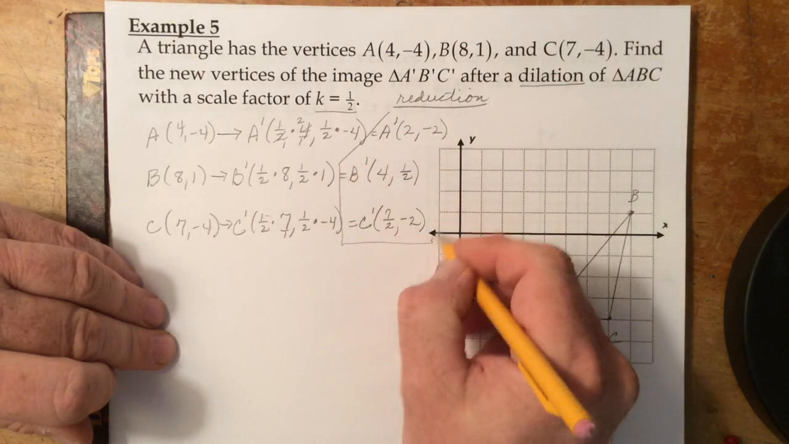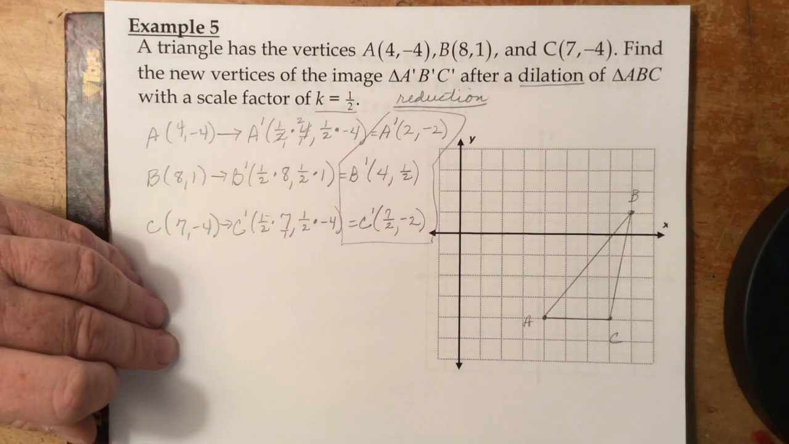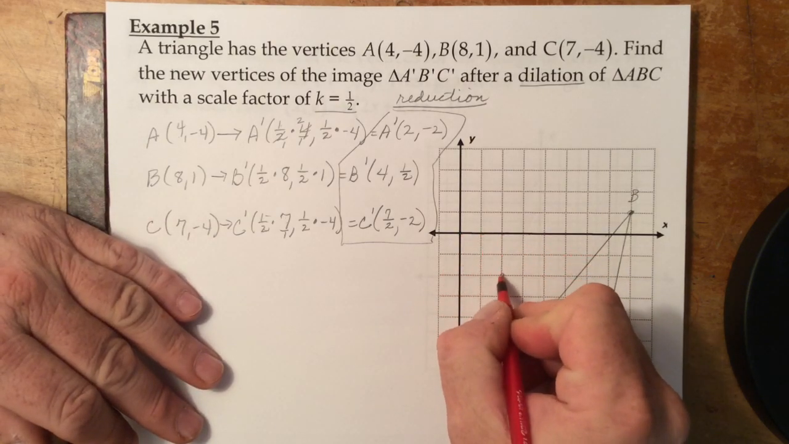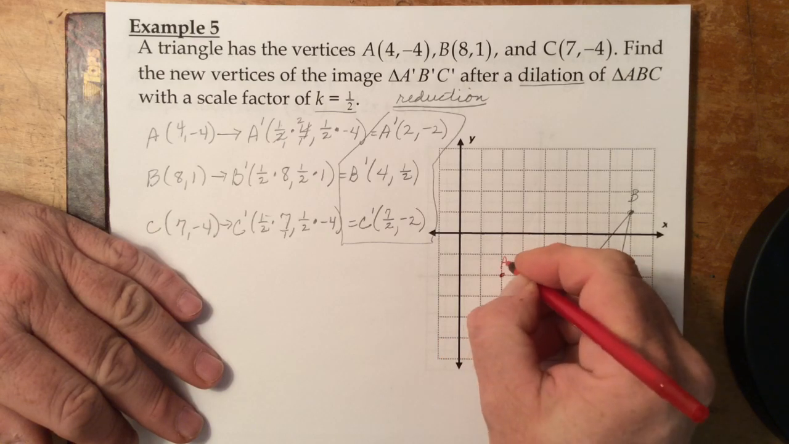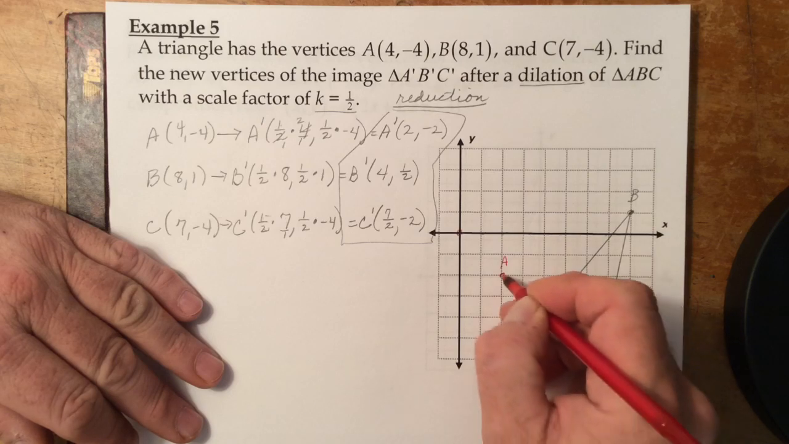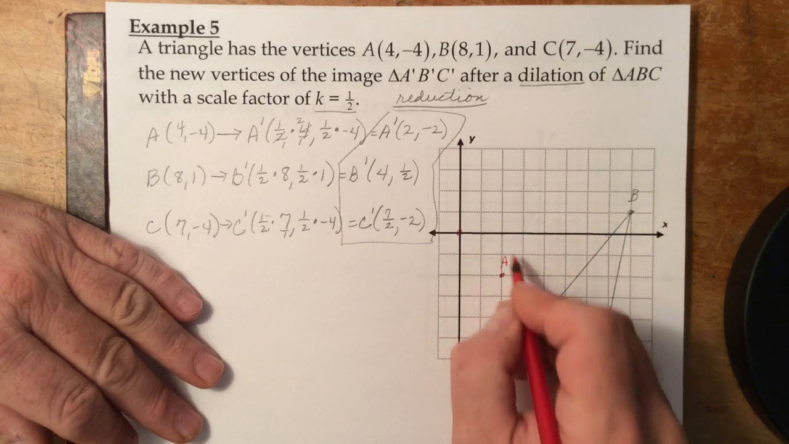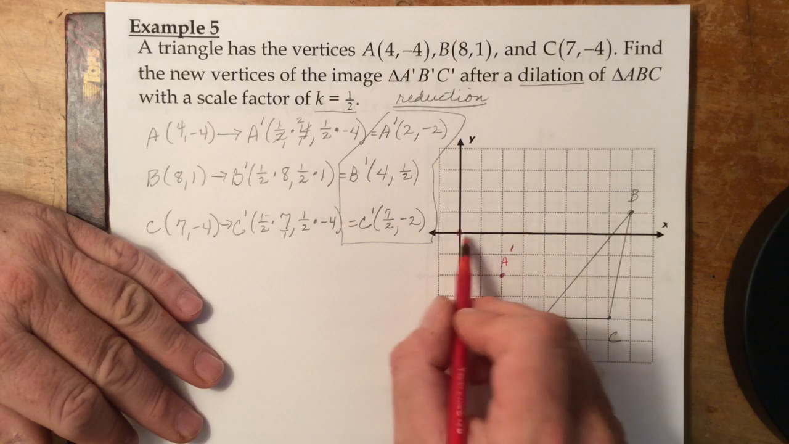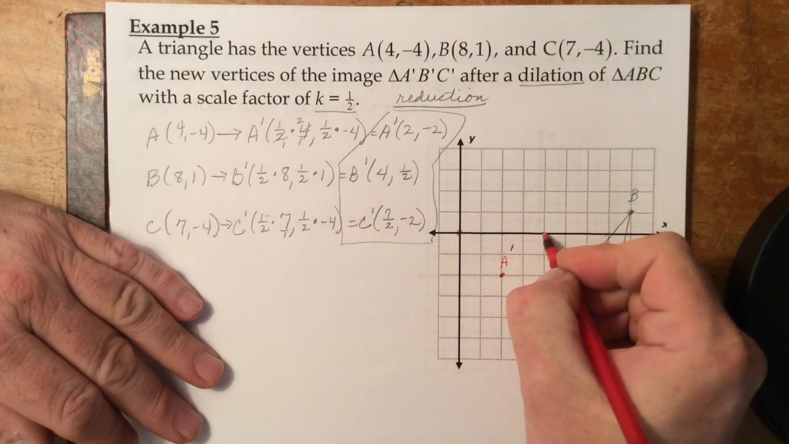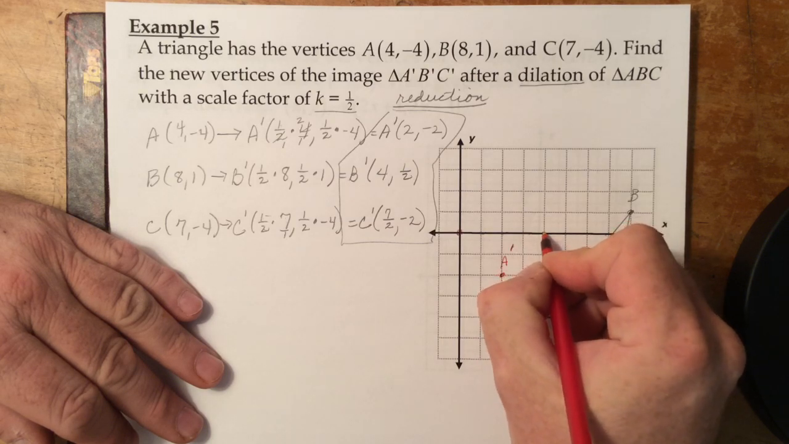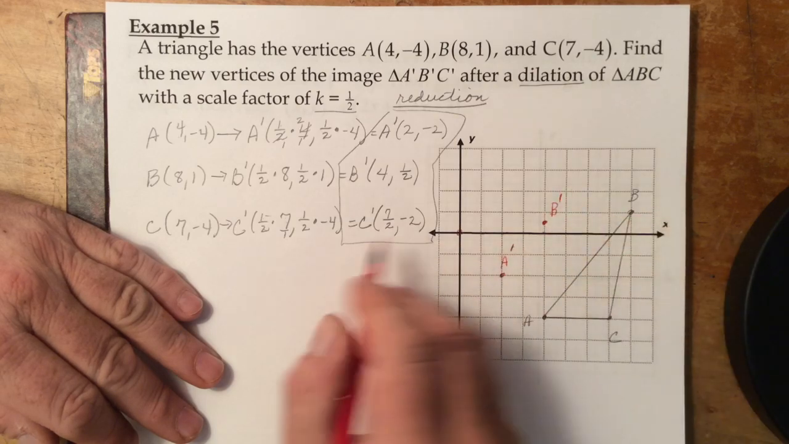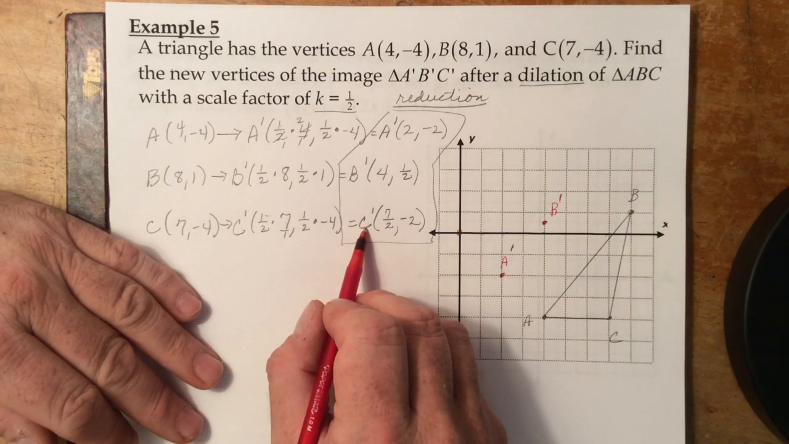Now we're going to take these and graph them. Starting with A prime at 2, -2. Go to the right 2, down 2. There's A prime. So A has moved back away from this location, back to this location closer to the origin. And then B prime is at 4, 1/2. So we go to the right 4. 1, 2, 3, 4. Up 1/2, 1 out of 2 in a full unit. That would be right here. So there's B prime.